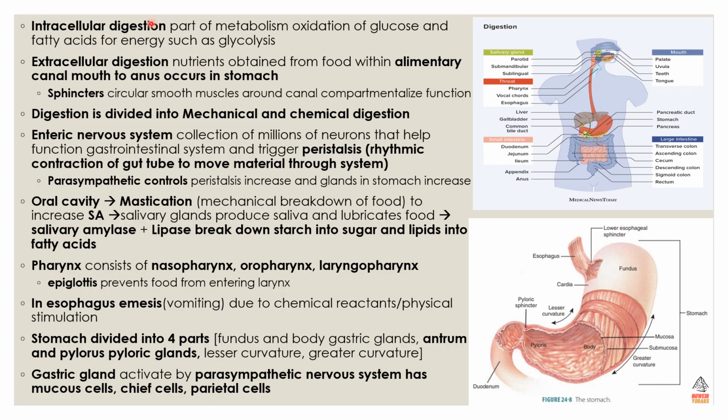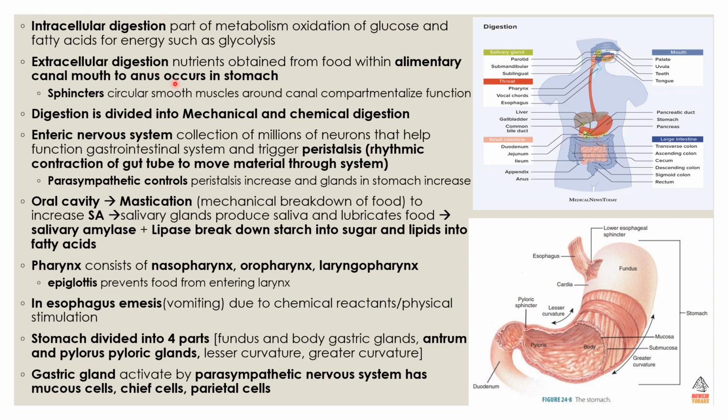So first off, there are two types of digestion, basically. Intracellular digestion, which is part of metabolism, and it's oxidation of glucose and fatty acids for energy. So for instance, you've got processes that occur in your mitochondria, such as glycolysis, gluconeogenesis, stuff like that. But I'm speaking about just intracellular digestion in general. There are also processes like this that occur in the liver, but we'll be speaking about this later.